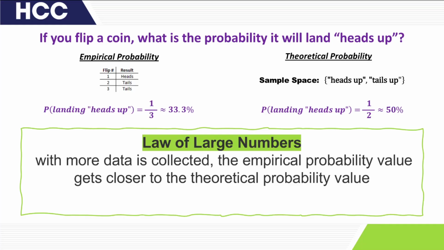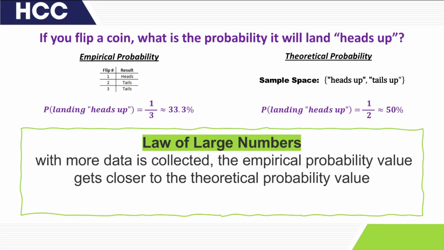So let's look at an example of flipping a coin. Suppose I wanted to calculate the probability that it would land heads up. The empirical method, I could say, well, let me flip the coin 3 times. It landed heads up once. So I'm going to estimate the probability to be 1 out of 3, or 33.3%.